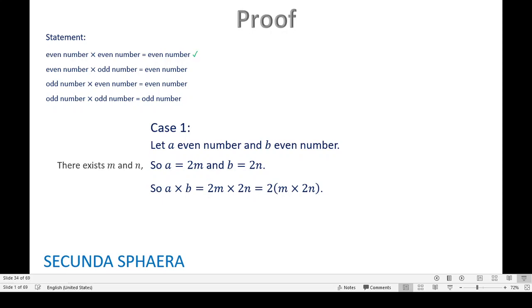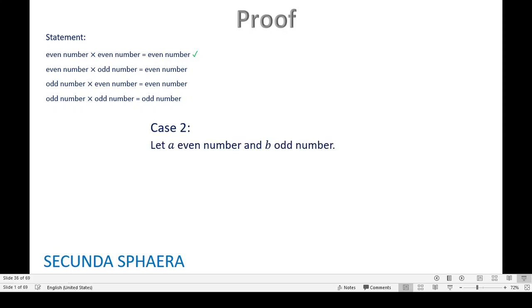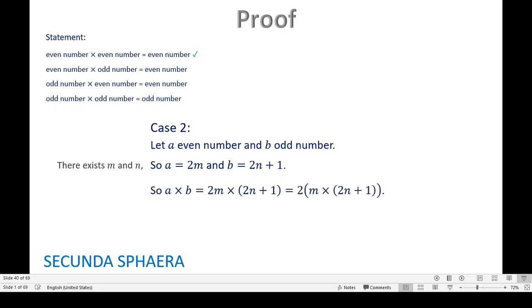It is not going to be that hard for most of the exercises in here, but as I said, it was straightforward. For case 2, a is going to be an even number and b is going to be an odd number. So let a equal 2m and b equal 2n plus 1. Again, m and n are numbers that exist. We do the multiplication of a and b, that's going to be 2m times 2n plus 1. And again, we use the associative property of multiplication. We set the 2 in the outermost product, and we have that the product of a and b is the double of a quantity, that's an even number, so we are done.